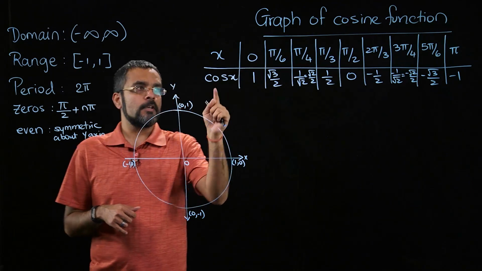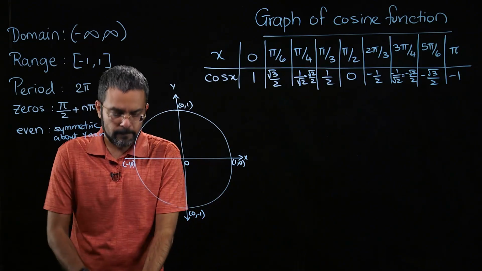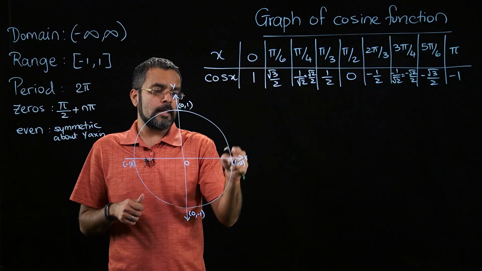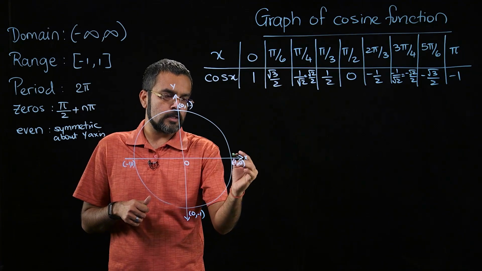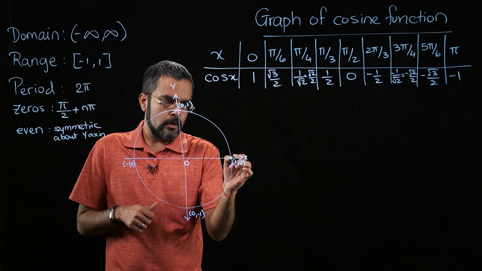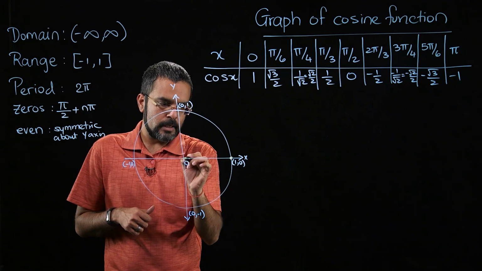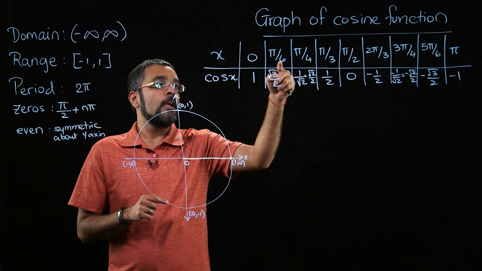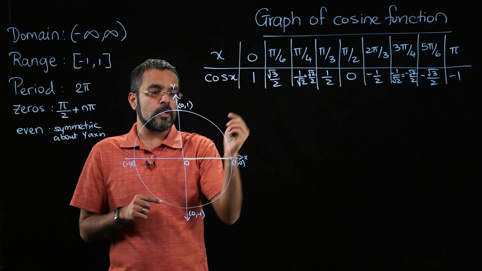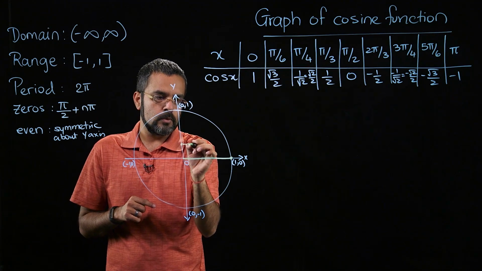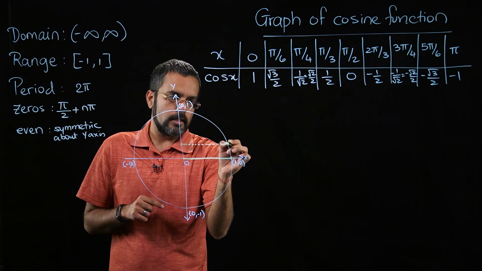So let's see. The first thing we have is cosine of 0, well, that is 1. So cosine of 0 is 1, which is this value here. Now that's your x value, which means it is the distance from the origin. So it's this horizontal distance, which is 1. For pi over 6, we have √3/2, so that's going to be somewhere around here, and that's going to be here.